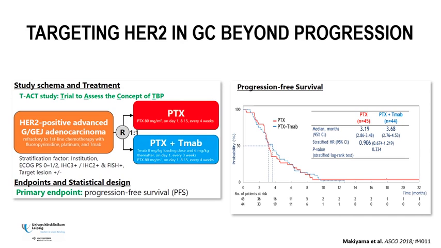Patients with HER2-positive advanced gastric and GE junction adenocarcinoma refractory to first-line chemotherapy with fluoropyrimidine, platinum and trastuzumab were randomized to receive either paclitaxel alone or paclitaxel and trastuzumab. And as the Kaplan-Meier survival curves on the right-hand side show, there was no benefit at all by the addition of trastuzumab. This plot here shows progression-free survival, but also looking at overall survival, no benefit at all was seen in this study.